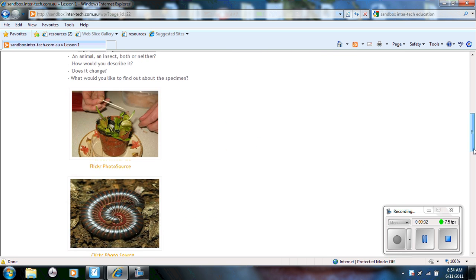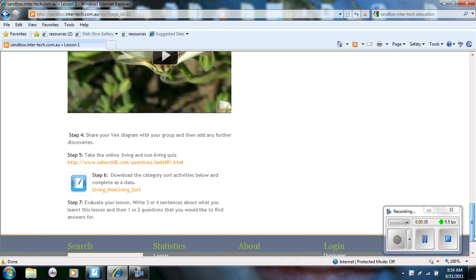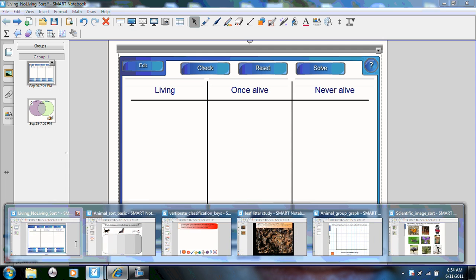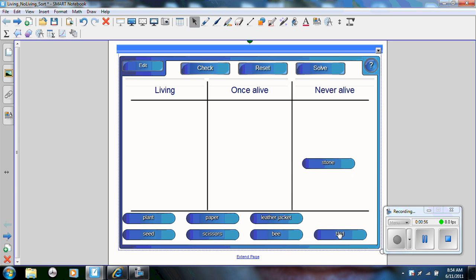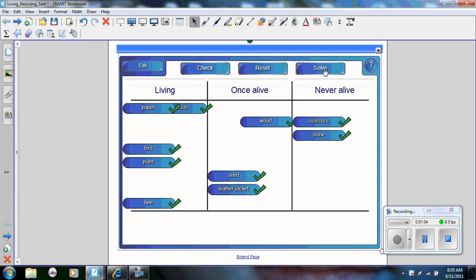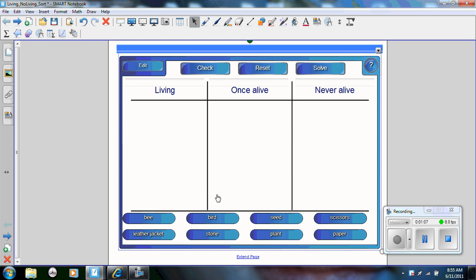Lesson 1, for example. Scroll down to the bottom, you'll see here the notebook icon appears with a link for teachers to download. The first document looks like this. It's called category sort, where students need to sort objects or animals, whether they're living, once alive or never alive. For example, we might drag a stone, a bird, a bee. You can check the answers and you can solve it, or you can reset. Each time you reset, the combination of the items down the bottom changes.